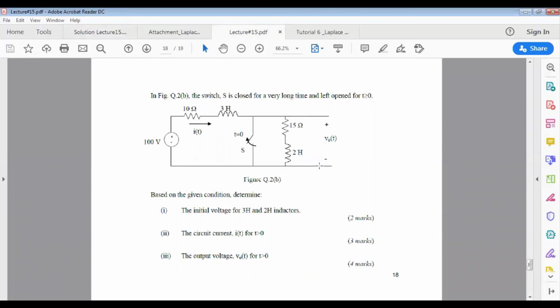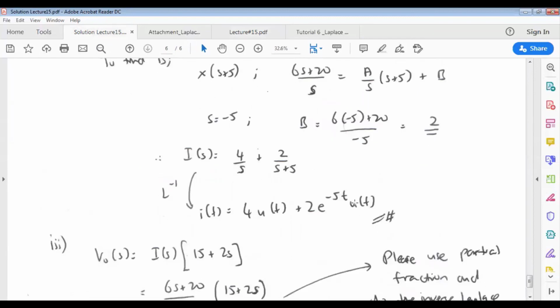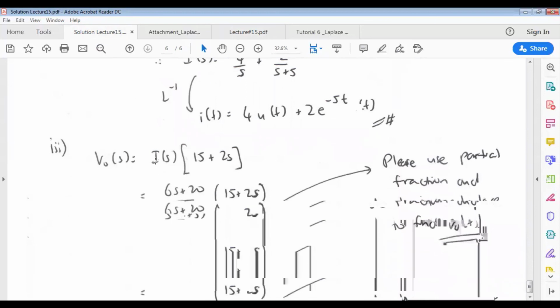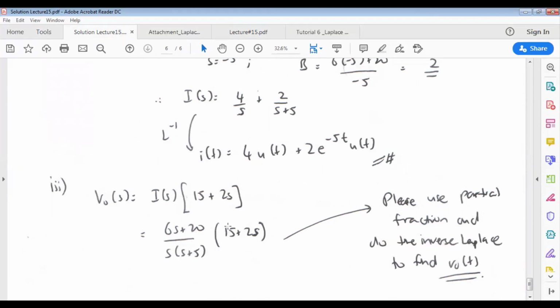So we need to find the V0(t). Okay, so I'm not going to do the solution for this in full. You know that for V0(S), it is simply IS, which is the current that we obtained previously, multiplied by the total impedance. 15 is for the resistor, 2S is for the inductor. So we have V0(S) equal to this. So I left this for you. Please solve this.